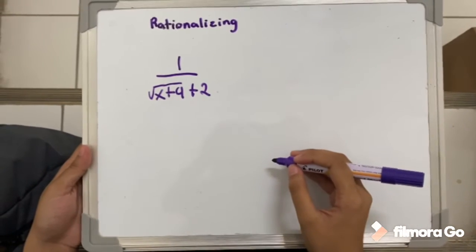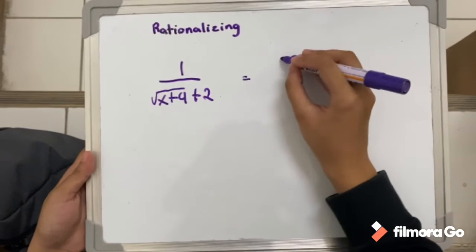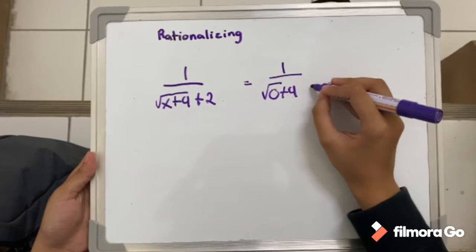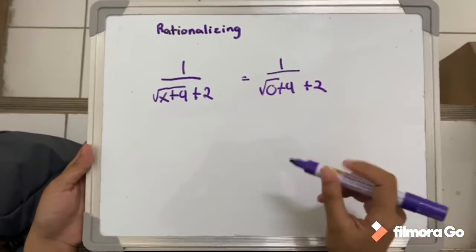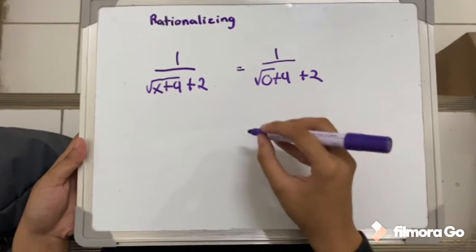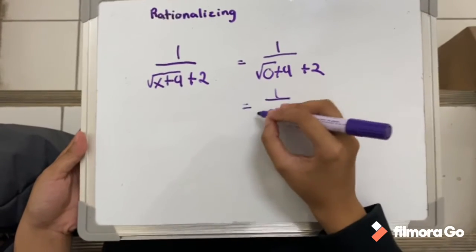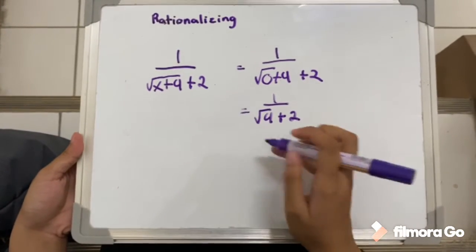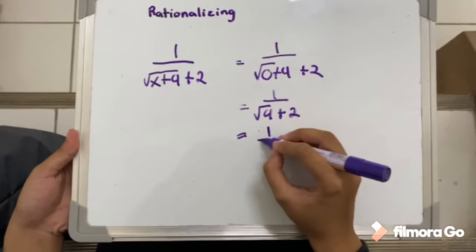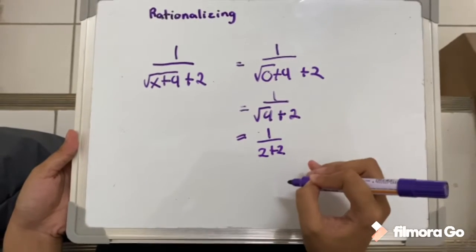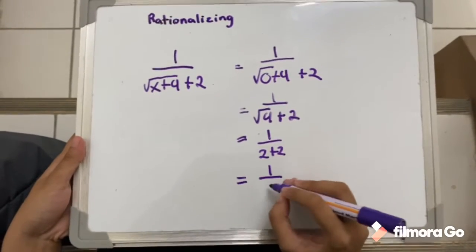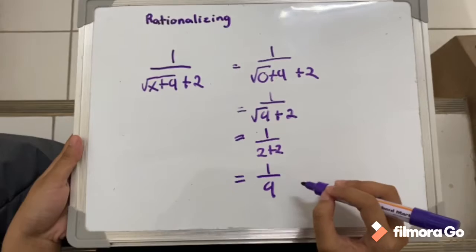Then we have to substitute x with 0. So that would be 1 over square root of 0 plus 4 plus 2. Since 0 plus 4 is still 4, that would be 1 over square root of 4 plus 2. Square root of 4 would be 2, so that would be 1 over 2 plus 2. Since 2 plus 2 is 4, the final answer is 1 over 4, or 1/4. And with that, you know how to rationalize.